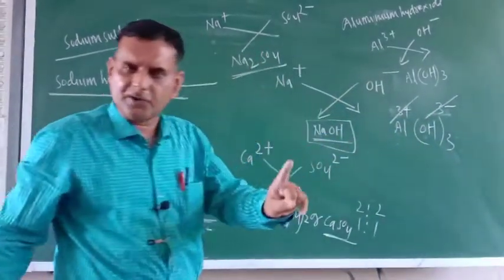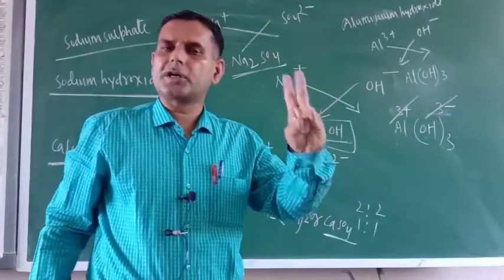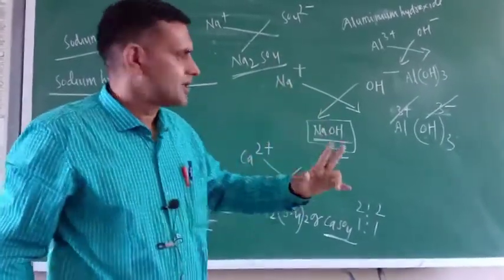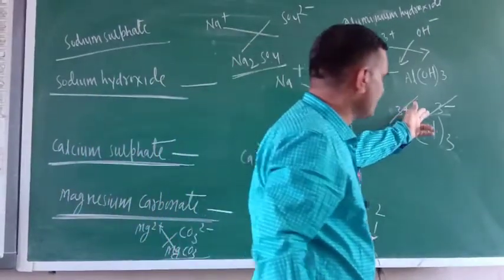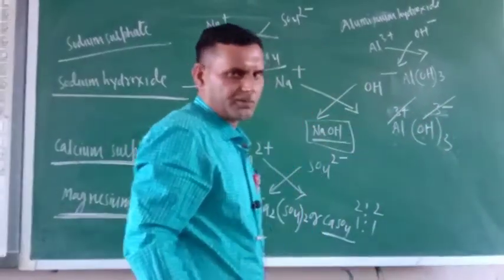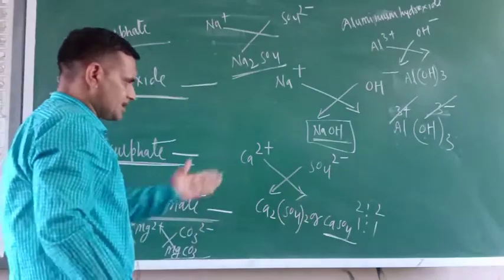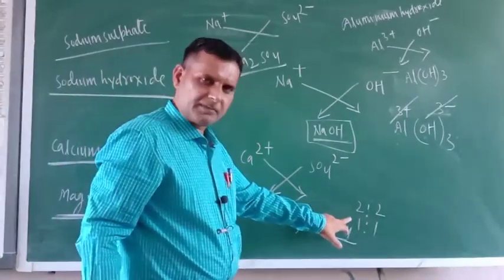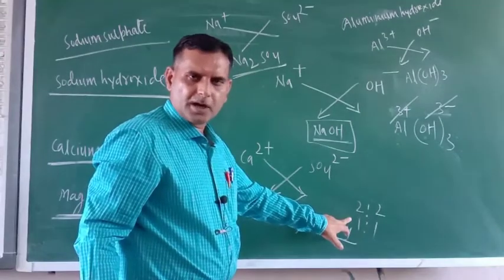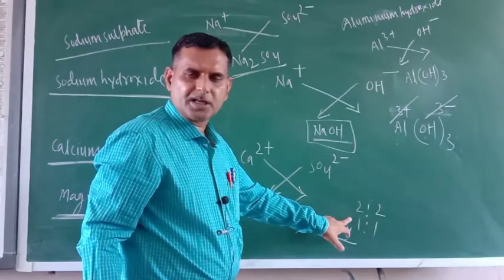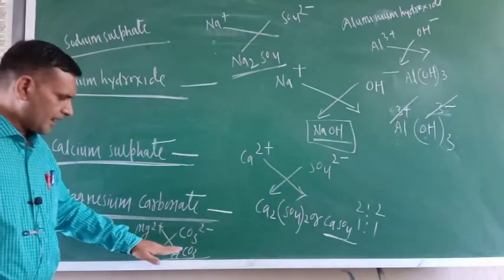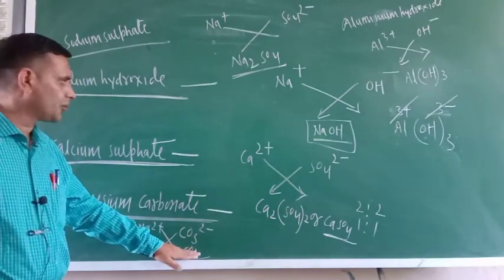In any ionic compound, the total magnitude of positive and negative charge should be equal. So here Al is 3 positive and OH is 3 negative. Am I correct or not? Same everywhere, you can check. Calcium is 2 positive, sulfate is 2 negative, so the total positive and negative charge is equal. In magnesium carbonate also, 2 positive, 2 negative.